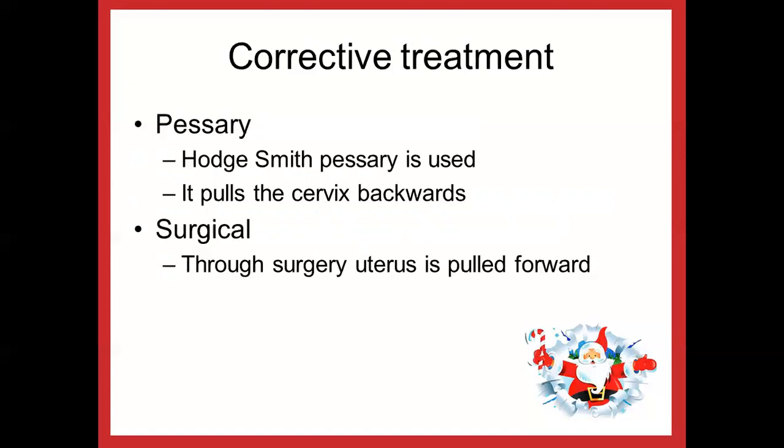So retroversion is the backward bending of the uterus and the cervix. Everything will come in a line in relation to the vagina or the birth canal. That is retroversion. When only the corpus is moving backwards, that is known as retroflexion. Both retroversion and retroflexion are known as retrodisplacement.